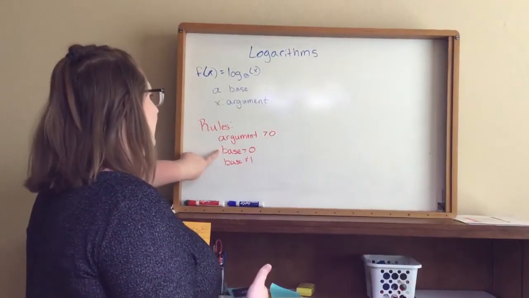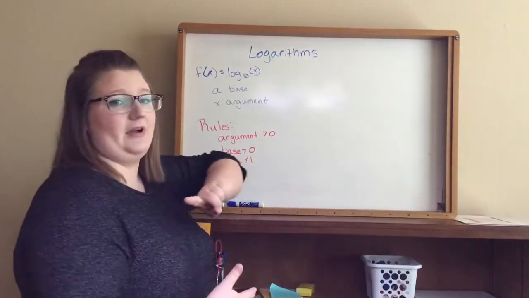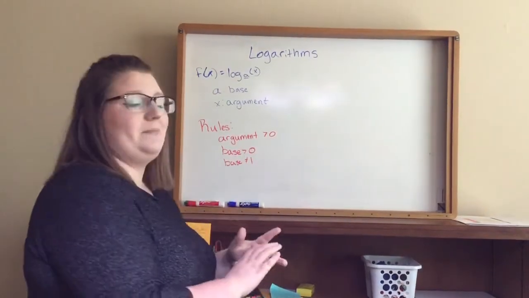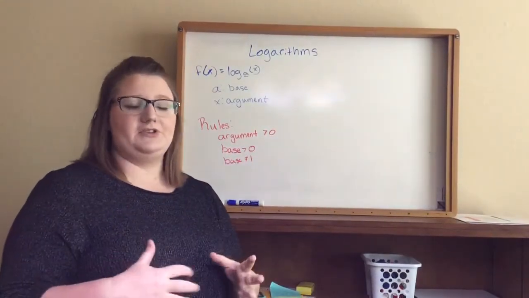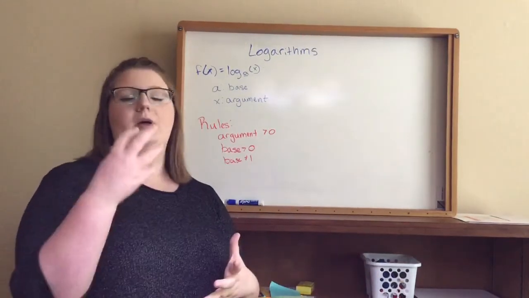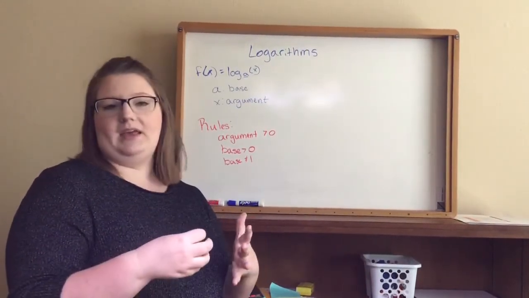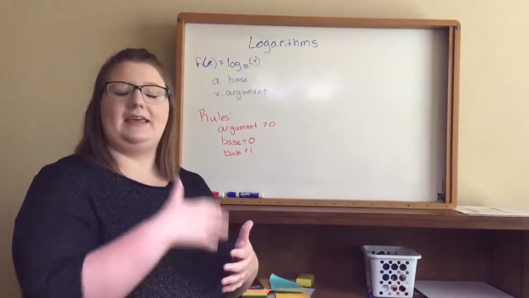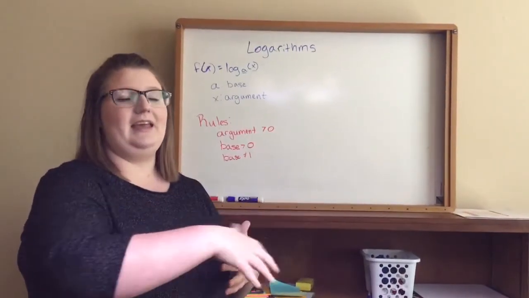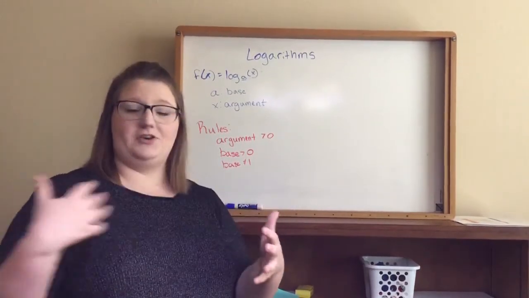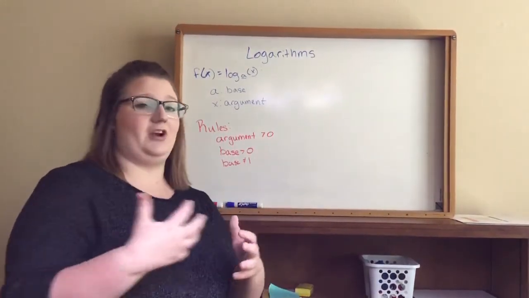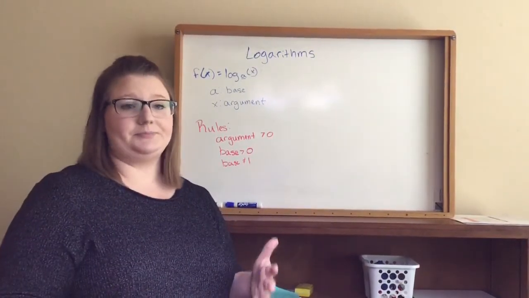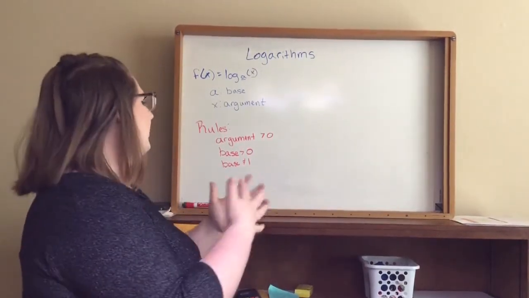Next, we have to have our base be greater than 0. So our base also has to be positive. And then one more rule, the base cannot equal 1. So the base has to be a positive number, but not 1. It could be a positive number like 1/2. It could be a fraction, but it can't be 0 or negative, and it can't be the number 1. Any other number works. So any fractions work, and then anything greater than 1 like 18 would work as well. So those are our rules for logarithms.